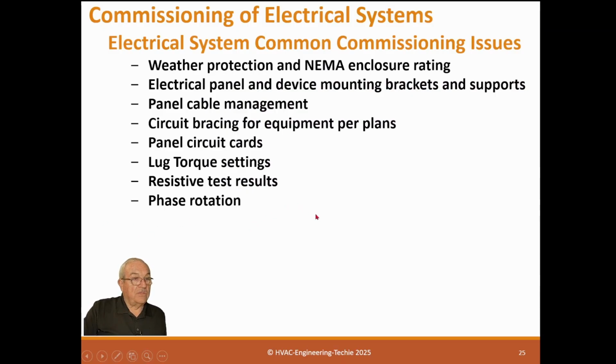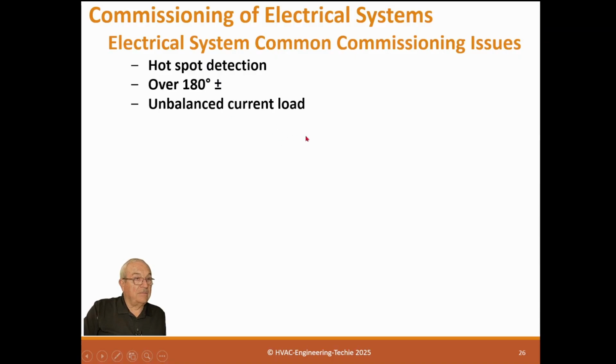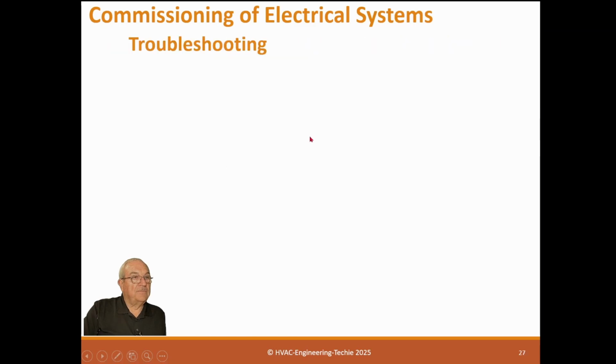Resistive test results, phase rotation, equipment vendor startup and testing, hotspot detection, over 180 degrees. The reason is over 180 degrees can start damaging the insulation on the wire. Unbalanced current load, low voltage, low power factor, high level harmonics, higher low voltage or current peaks.